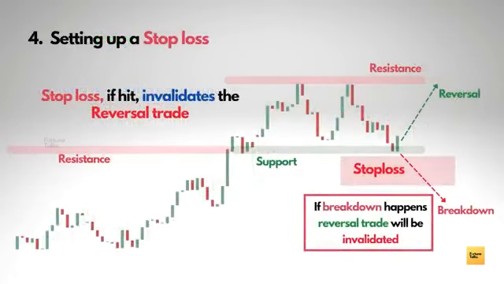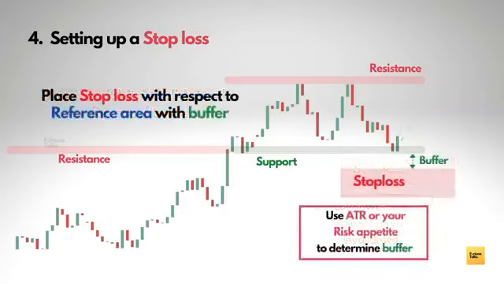Now the fourth point is setting up a proper stop loss. When it comes to stop loss, you want to place it at a level that invalidates your trading setup. This means if your stop loss is hit, then the pattern is broken and there is no reason to stay in the trade any longer. So it is generally a good idea to keep the stop loss with reference to the area of value and the highs or lows of the reversal candlesticks, giving ample buffer space to save yourself from pullbacks. The buffer space can be decided using the ATR indicator or with respect to your risk appetite.